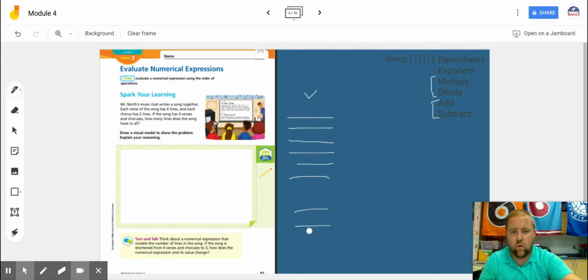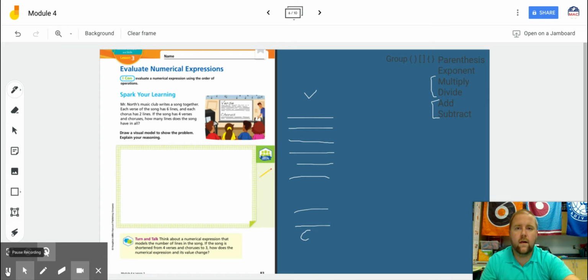And this is the chorus, because just as a reminder for verses and choruses. So now it says the song has 4 verses and choruses. How many lines does the song have in all? Okay, so we need to figure out what are we going to do first for this problem. And there are a couple ways that you could solve this problem.